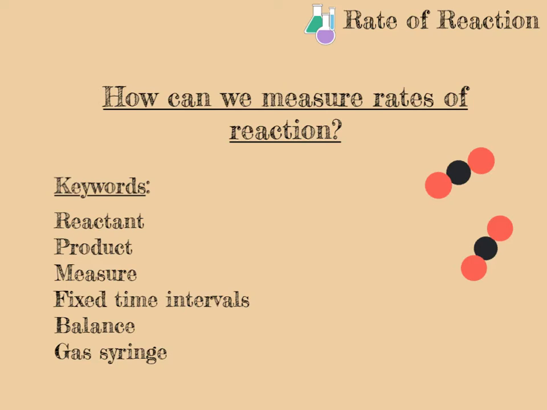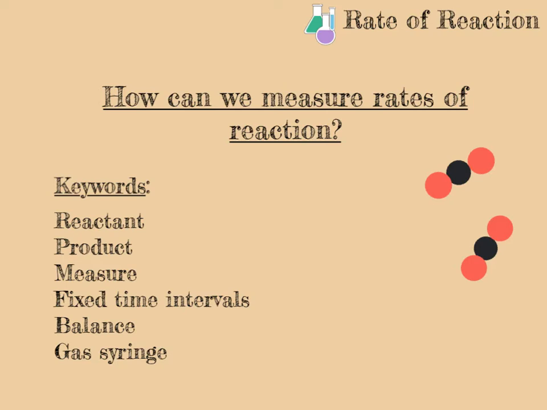So your keywords for this video are reactant, which is your starting materials, product, which is the chemical that's formed in a reaction, measure, which is obviously because we're trying to measure the rate of reaction, we need some data, we need a variable that we can measure. Fixed time intervals, because we need to be able to measure things regularly at set times. So fixed time intervals could be every 30 seconds or every 60 seconds, or every 5 minutes. It's just a good term to use in particularly practical exam questions.